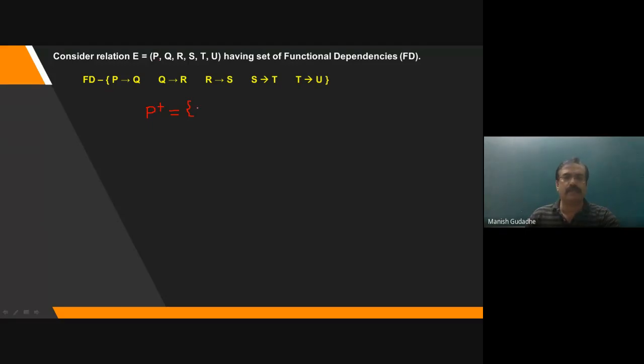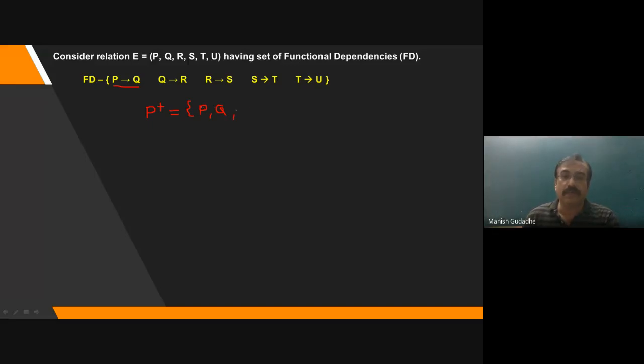I can say that yes, P is the first attribute which can be determined with the help of P, because I know a value of P, so P can be determined with the help of P. This FD says Q can also be determined with the help of P. Okay. Now what next?